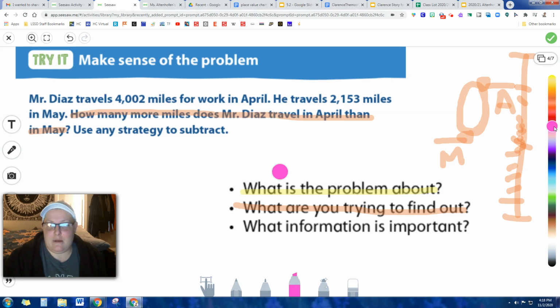And then in a story problem, what information is important most of the time? We got to know how many miles did he go for in April, and we got to know how many miles did he go for in May. And then, this is an important cue, use any strategies to subtract. Is it telling us to subtract? It's telling us to subtract. Let's subtract. All right, check on the next slide. You're going to see how to subtract.